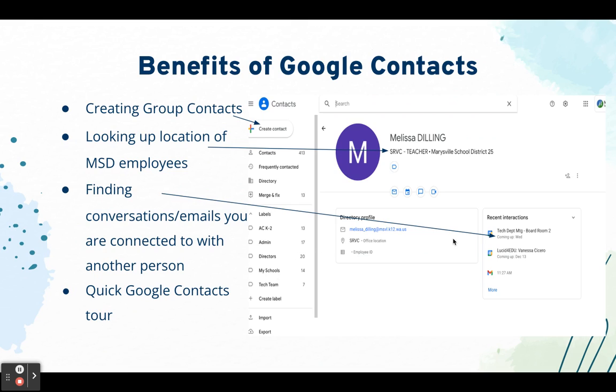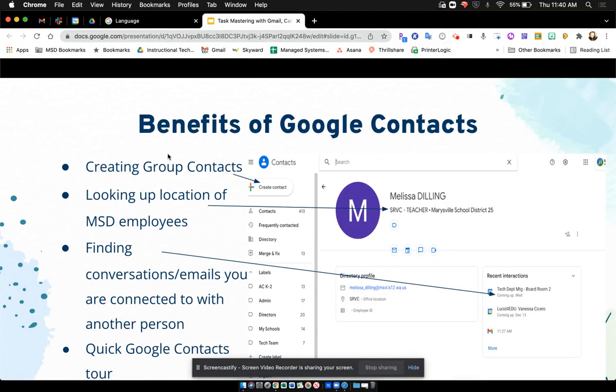Google Contacts is also a great tool to look up someone if you're not familiar with the position they have within the district. You can find out where they work and also find any recent interactions that you've had with that person, as far as either meetings or emails or anything like that. So I suggest that if you're trying to find something or remember what your interaction was with that person.